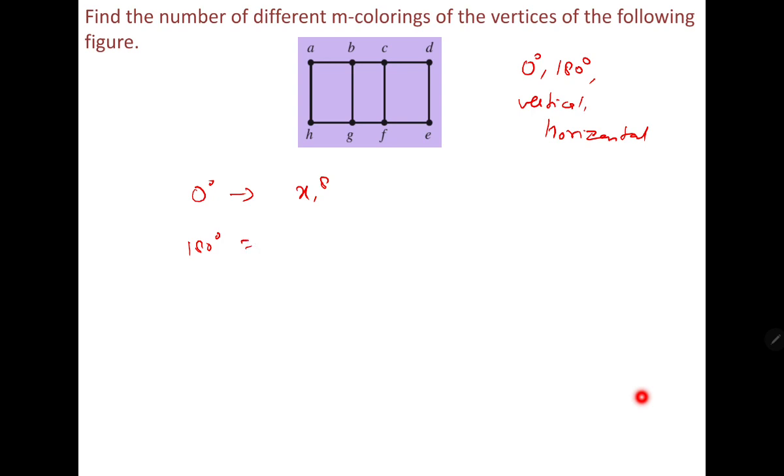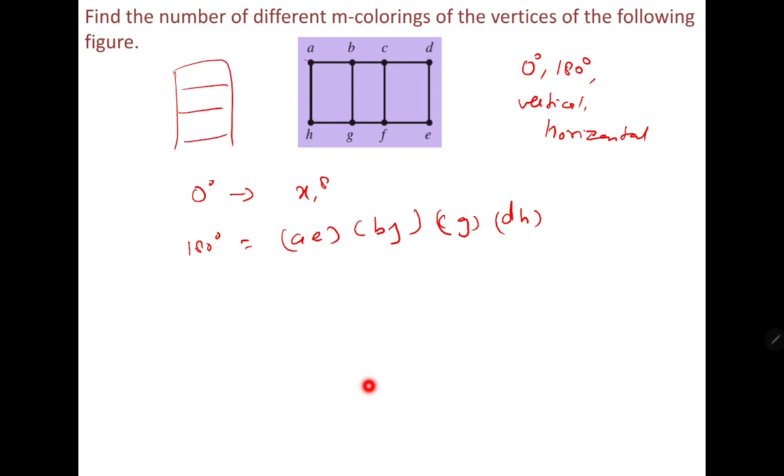In case of 180 degree, you can see that A goes to E, then B goes to F, then C goes to G, and D goes to H. If you rotate, a 90-degree rotation, you will get a structure like this. Once you rotate again, you will get the same structure where A reaches the opposite side.